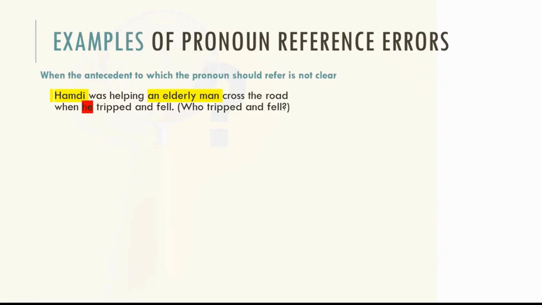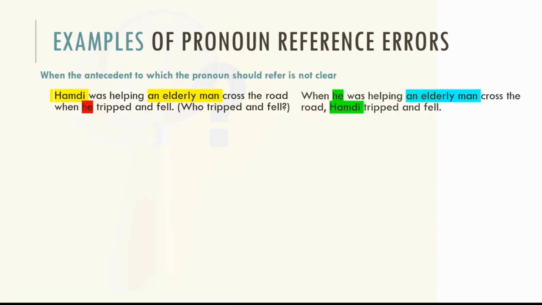So here's an example. Hamdi was helping an elderly man cross the road when he tripped and fell. But we don't know who "he" refers to. We don't know which one tripped and fell. When he was helping an elderly man cross the road, Hamdi tripped and fell. Now it's clear that "he" is Hamdi.